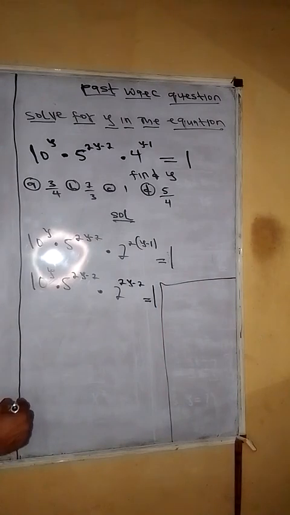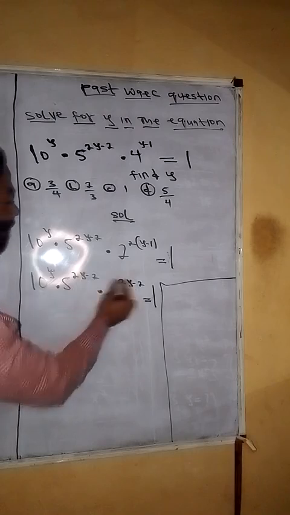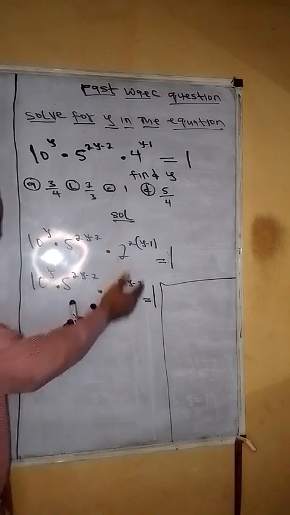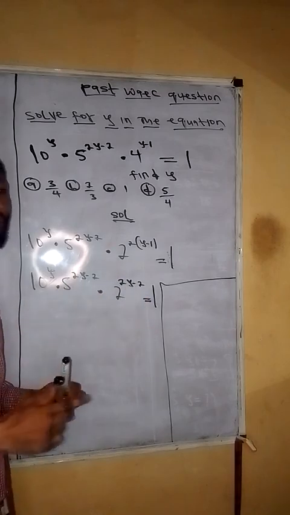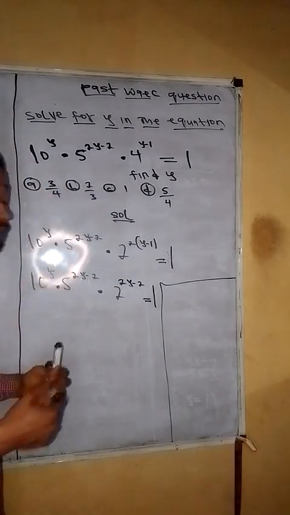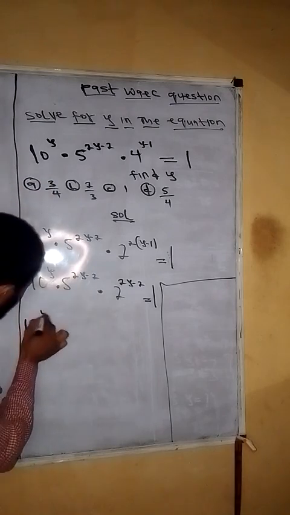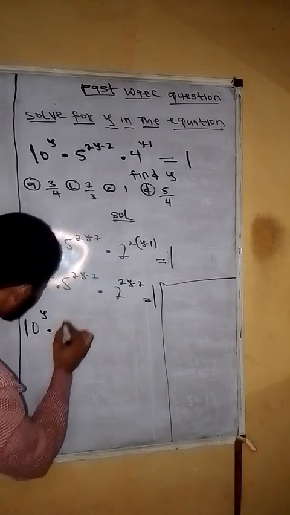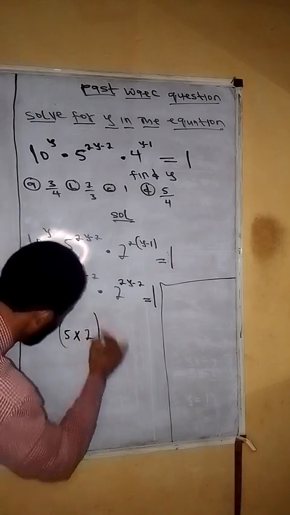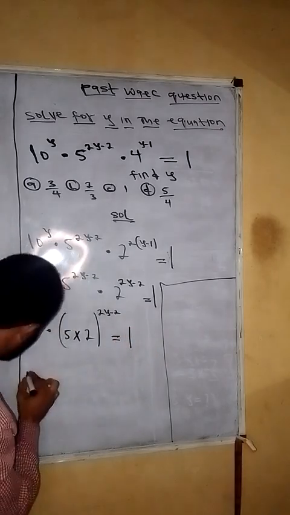Now, if you observe what is happening, you see that this 5 and this 2, although both of them are on different bases, have the same power. We were told that if two numbers on different bases have the same power, we can multiply the two different bases together and raise the result to the same power. So in this situation, we are going to have 10 raised to the power y times 5 times 2, both raised to the power 2y minus 2, is equal to 1.